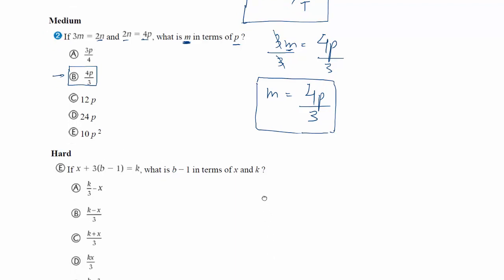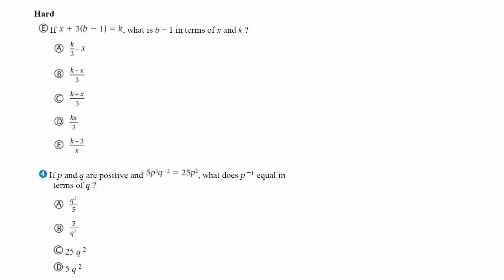Now let us see the hard level. So the question is, if x plus 3 times (b minus 1) equals k, what is b minus 1 in terms of x and k? So we have to calculate this whole thing. We'll treat it as one term, right? We'll treat this as one thing. Whatever is connected with this, we'll try to eliminate.